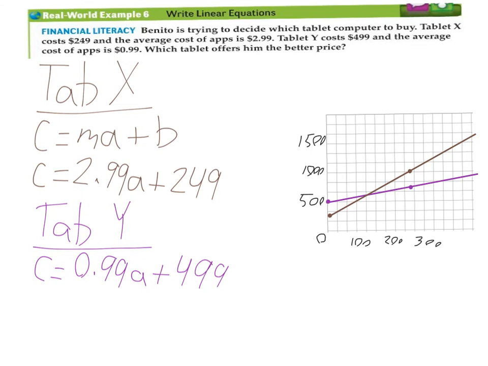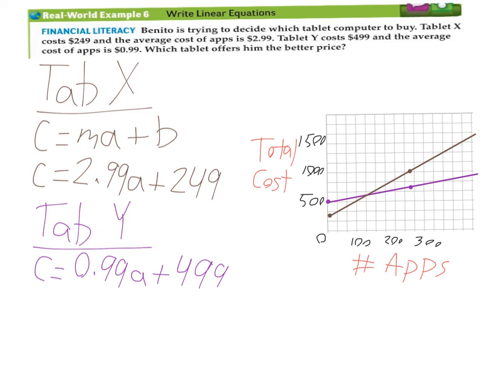And we're back. So here on the x-axis, we have essentially the number of apps that Benito might buy. And over here we have the total cost. And as you can see, with the cheaper tablet, as long as he keeps his number of apps under a certain amount, about 125 apps, it's better for him to get tablet X. But if he decides to buy more than 125 apps, then it's going to be cheaper for him to buy the more expensive tablet up front.